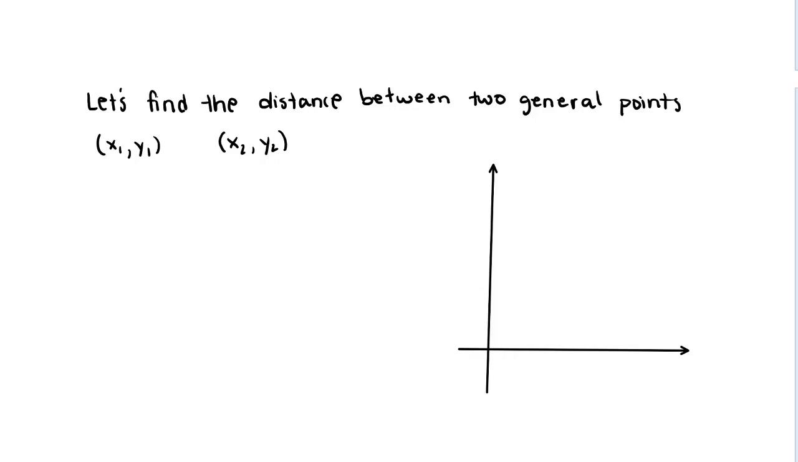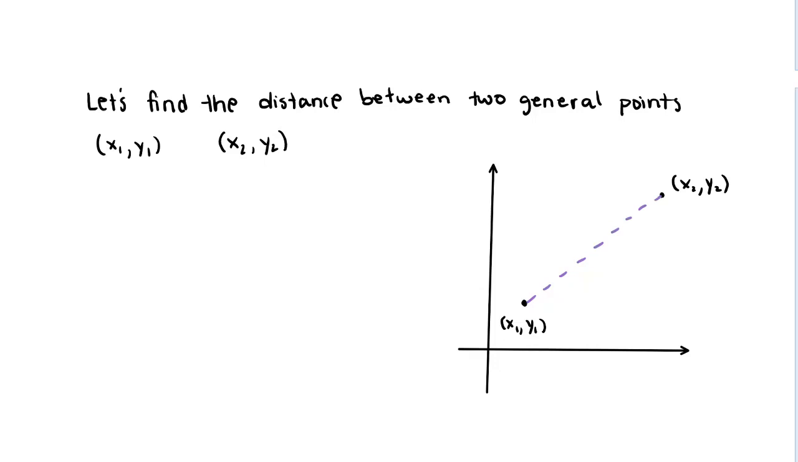Right? And so here, if I take one point, maybe I'll just plot it right here. Let's say x1, y1 is here. And let's say x2, y2 is over here. I'm looking for this distance, right? The distance between these 2 points. I want this length here.